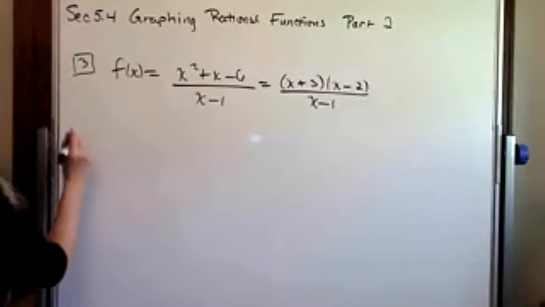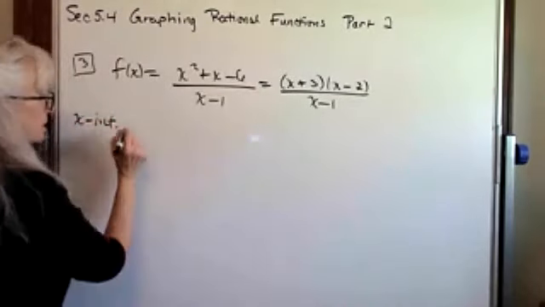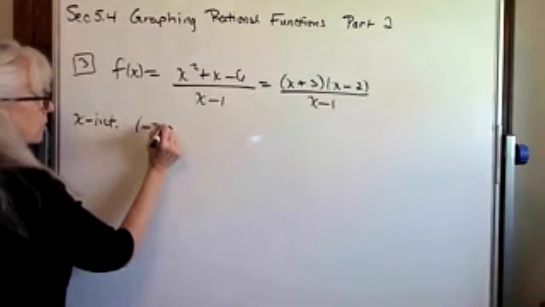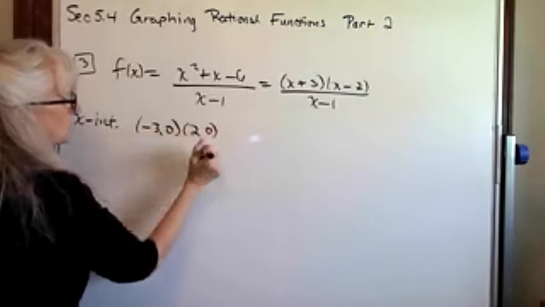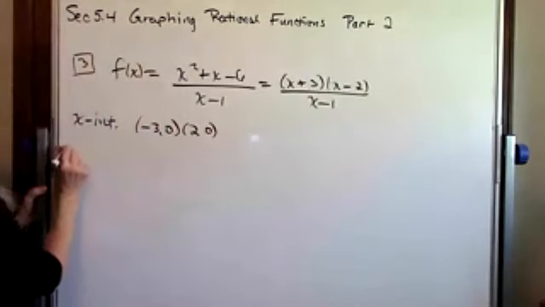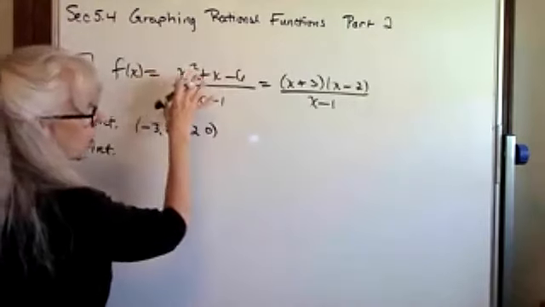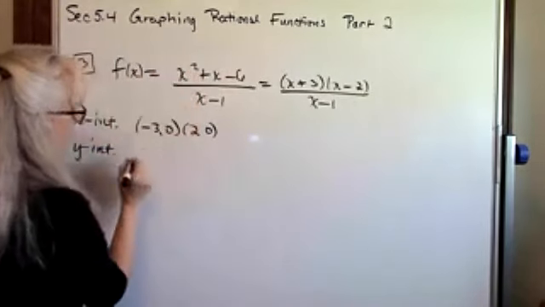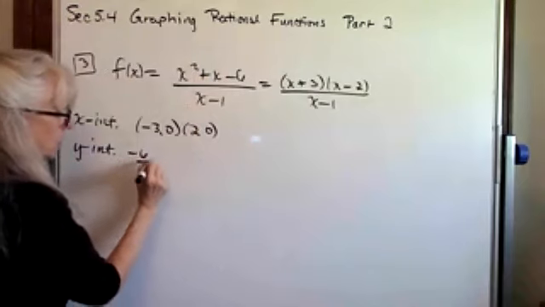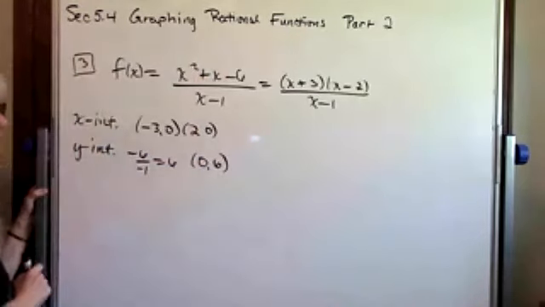So our x-intercept, that comes from the numerator. If you set the numerator equal to 0, we're going to get 2 of them. One's at -3, 0. The other one's at 2, 0. -3 coming from the first factor, positive 2 coming from the second factor. The y-intercept, again, go back to the non-factored form. If all the x's are 0, you're going to have a -6 over a -1. Well, that's a +6. So the y-intercept is at 0, 6.